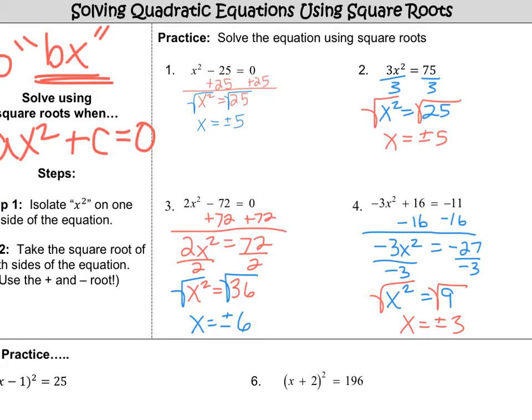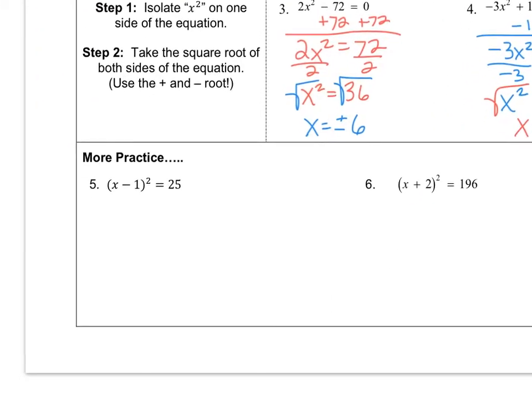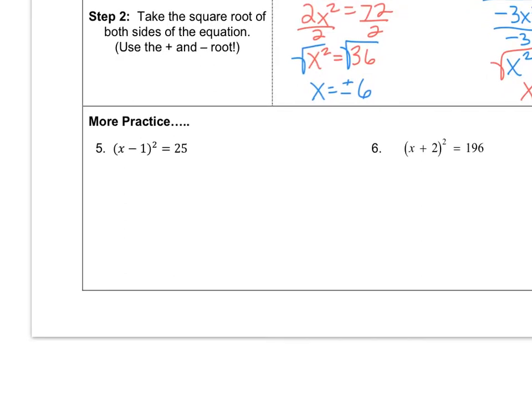Okay, just check over your answers. They were all very straightforward, and make sure that you were able to get the correct answers. All right, so let's take it one step further and look at number 5. In number 5, we have an entire term, a binomial, being squared, equals 25. So we're just going to take the same process. We're going to take the square root of both sides.